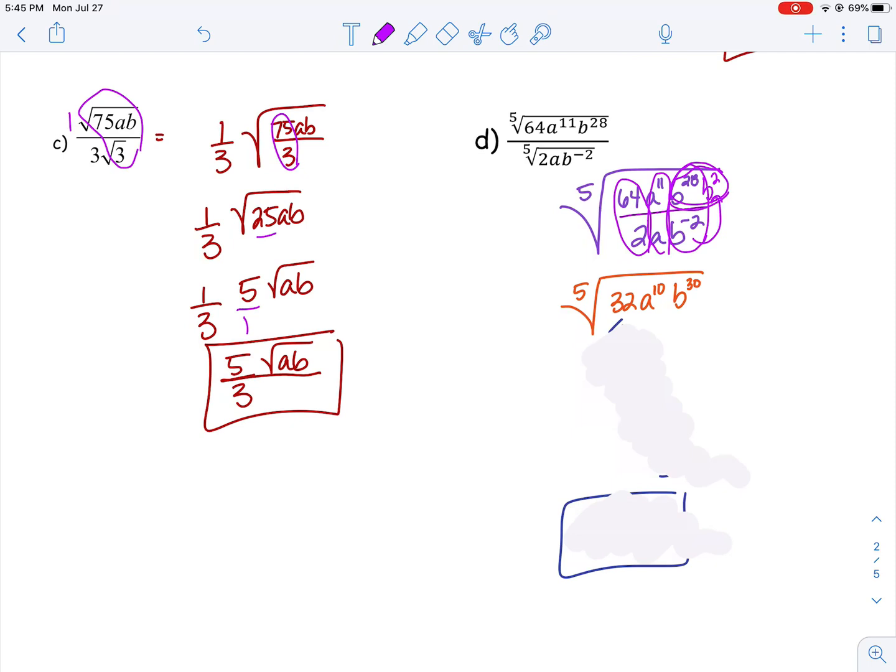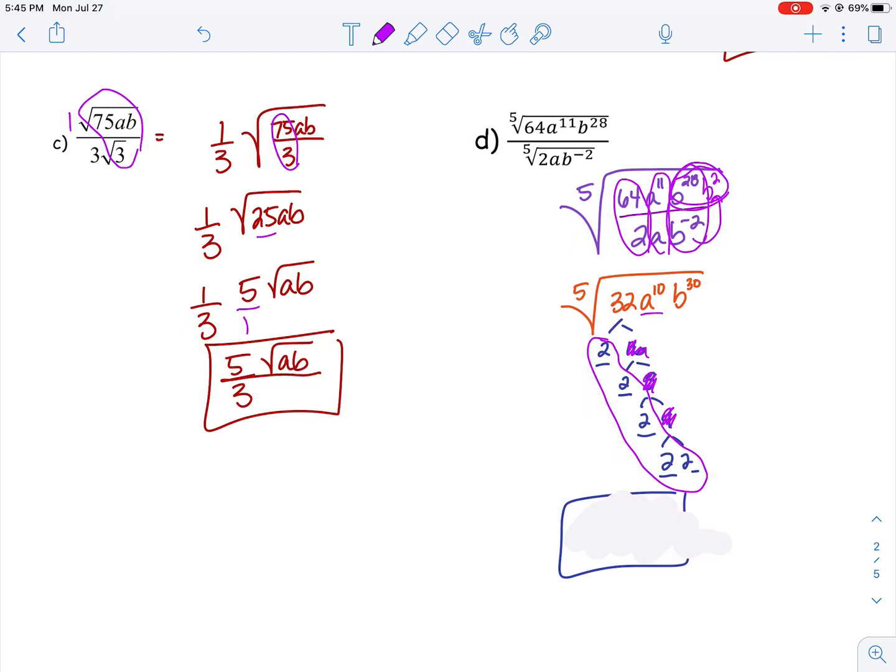I'm looking for the 5th root of 32, a to the 10th, b to the 30th. Let's start by breaking down the 32. Factors of 32 are 2 and 16. Factors of 16 are 2 and 8. 8 breaks down into 2 and 4, and 4 breaks down into 2 and 2. And remember, looking for groups of 5. That's 1, 2, 3, 4, 5. Look at that. It looks like there is a fifth root of 32. It's 2 with nothing left over.